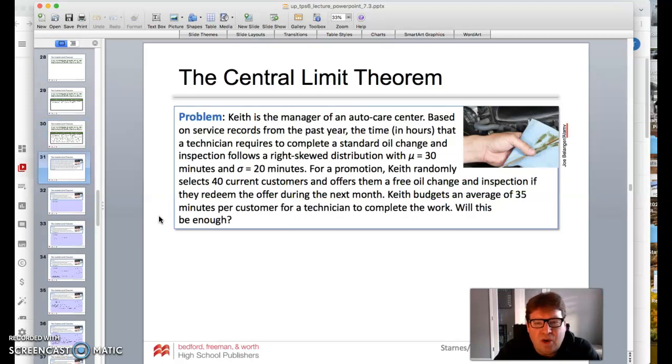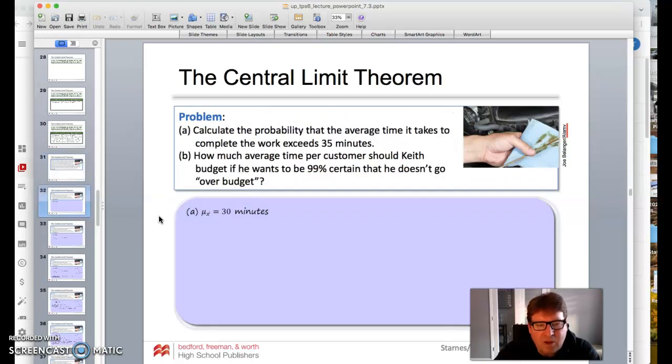Okay. All right, so here we go. Keith is the manager of an auto care center. Based on service records from the past year, the time that a technician requires to complete a standard oil change and inspection follows a right-skewed distribution with a mean of 30 minutes and a standard deviation of 20. For a promotion, Keith randomly selects 40 current customers and offers them a free oil change inspection if they redeem the offer during the next month. Keith budgeted an average of 35 minutes per customer for a technician to complete the work. Will that be enough? Let's take a look.